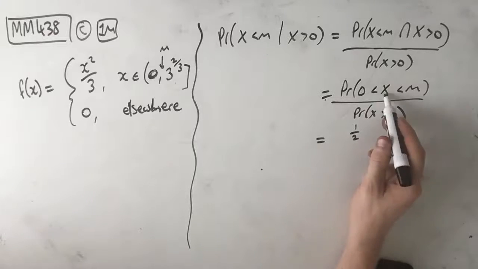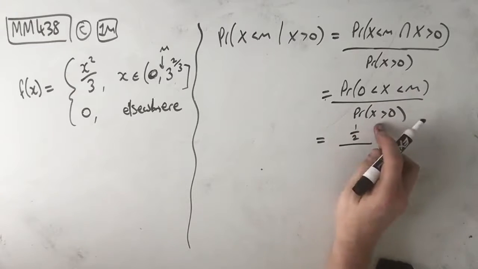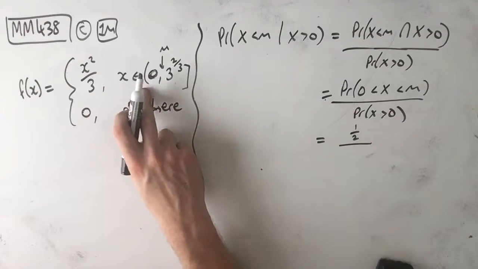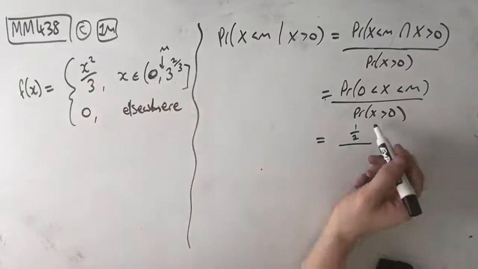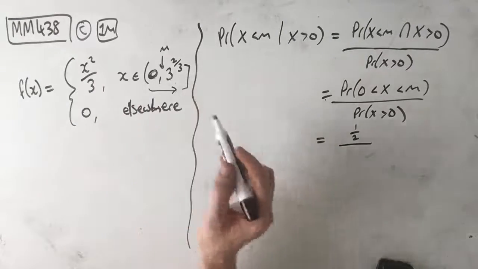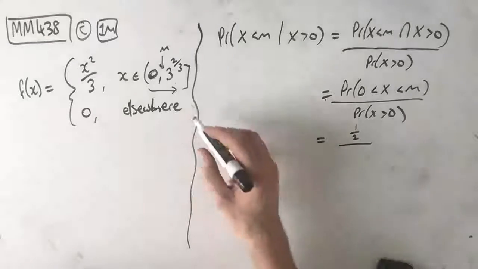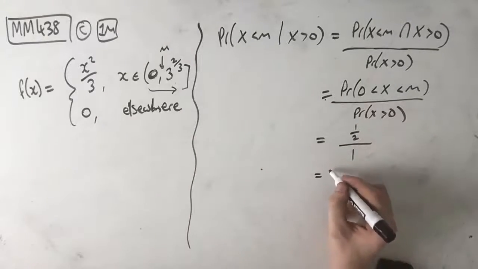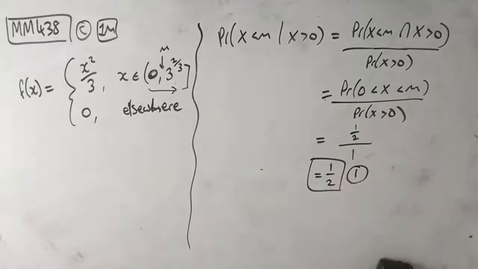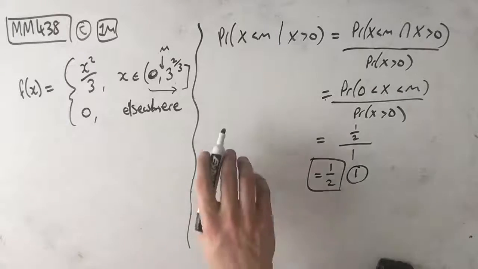Now, 1/2 is this probability. The probability that x is greater than 0, 0 is our lower bound, which means that everything above it is actually just 1, right? Because the probability that x is greater than 0, it can't be less than 0, which means that the probability that it's greater than 0 is 1, right? Because it includes everything above that, which means we've got a 1 there. So this is equal to 1/2. That's our first and only mark for part C, and that actually wraps up MM438.